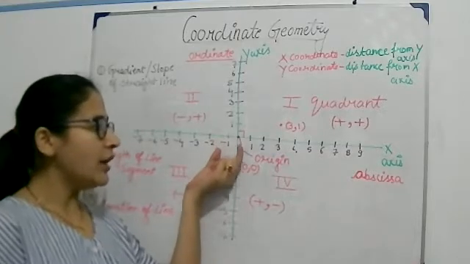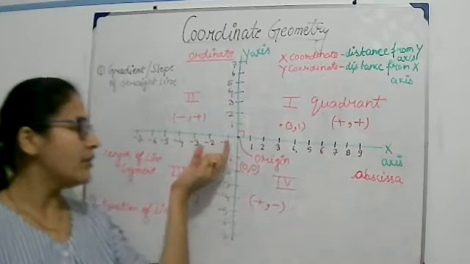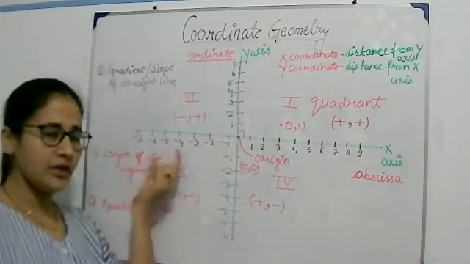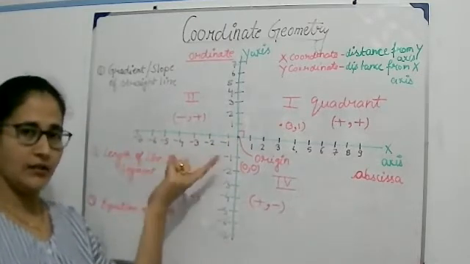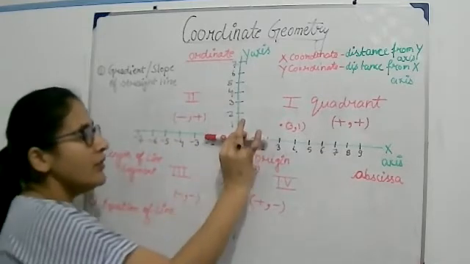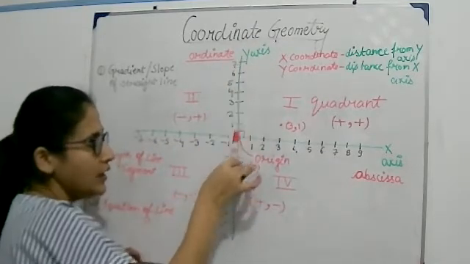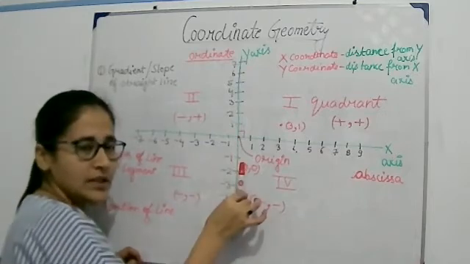From origin, when we move forward, then coordinates are positive. When we move backward, coordinates are negative. On the x-axis, x coordinates are negative. When we move upward, y coordinates are positive. And when we move downward, y coordinates are negative.